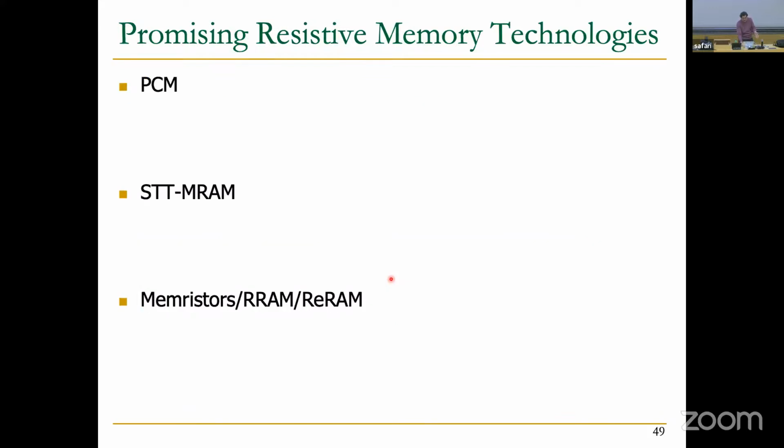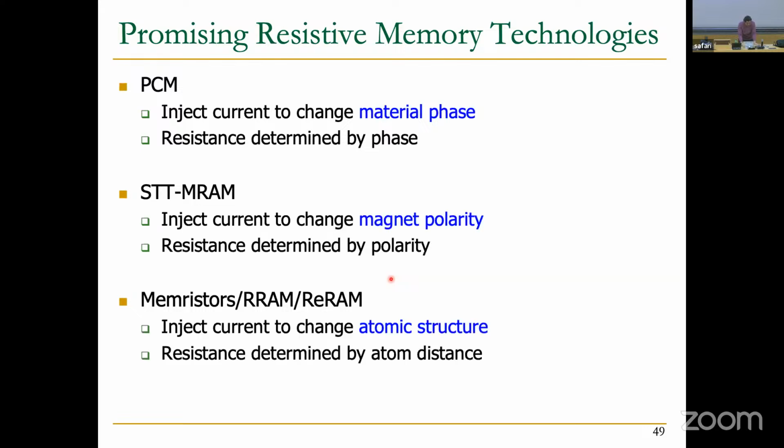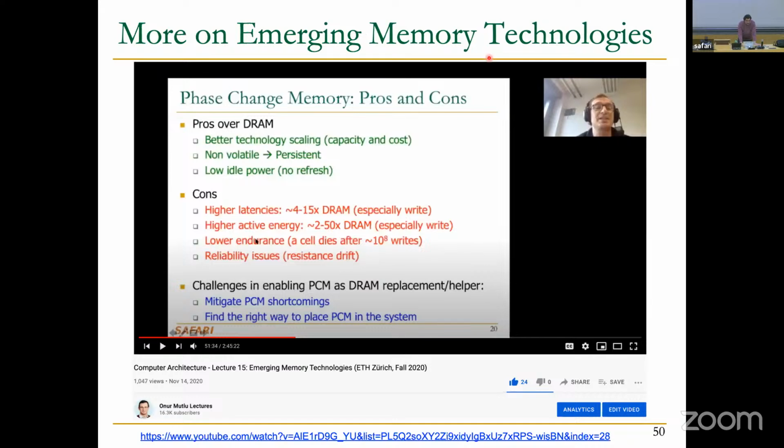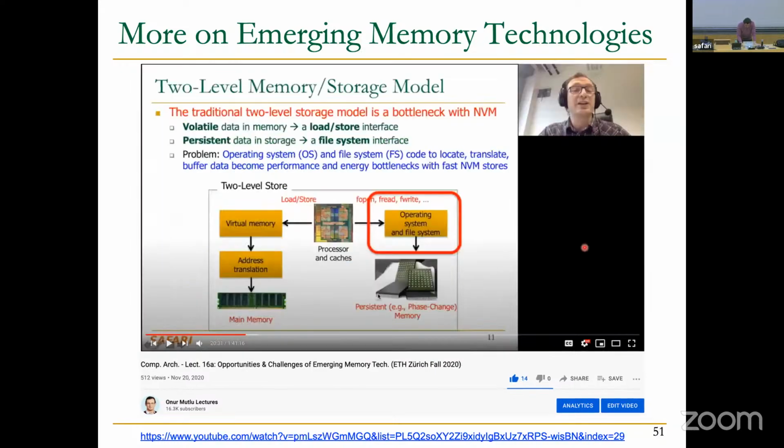There are other promising resistive memory technologies. We talked about PCM. There's STT-MRAM, spin transfer torque magnetic random access memory. I hope I got that right. You inject current to change magnet polarity. That's closer to how hard disks work. It's not the same, but similar. There are also memristors. We looked at PCM a bit, and if you're interested in these emerging memory technologies or memory at all, I suggest you watch this lecture, or this one.